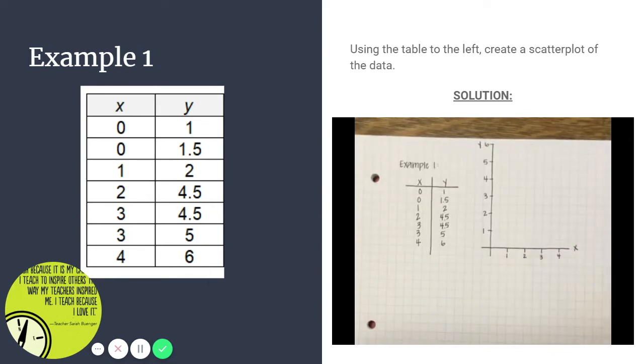If you do not have graph paper, it is okay. You can do this on regular paper too. Graph paper just makes it a little bit easier because you are able to see exactly halfway and follow those lines so that you know that you are straight.